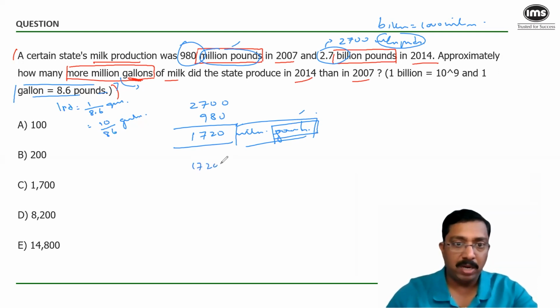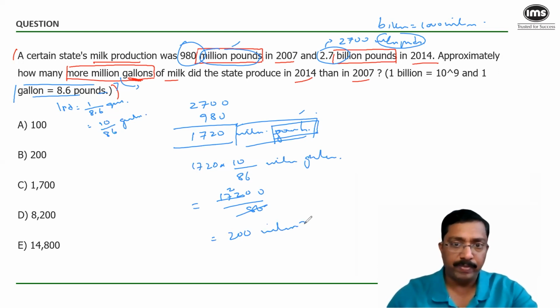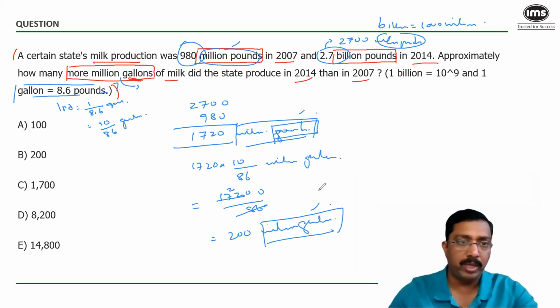So if you put that value over here in place of pounds, this is 10 by 86, and this turns out into million gallons. This is 17200 by 86. 86 twos is 172. So finally you have 200 as the answer. And we have taken care to ensure that the units are converted into million gallons. Now the answer to this question must be B.